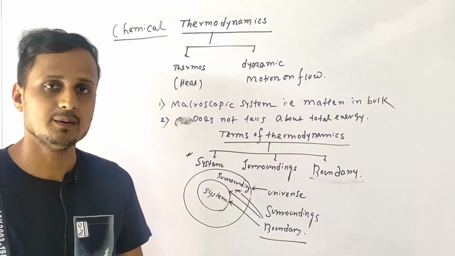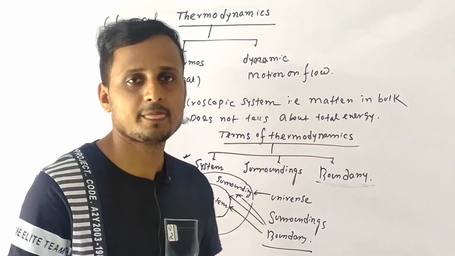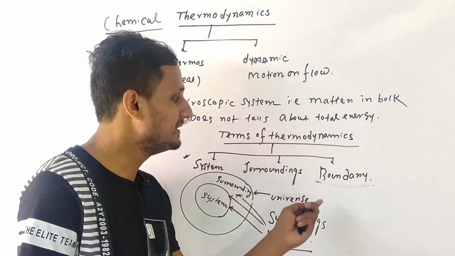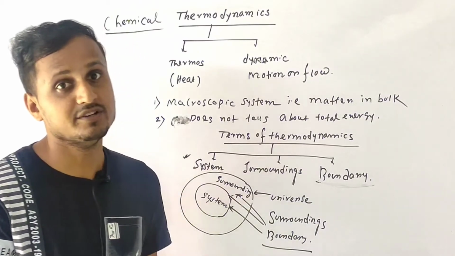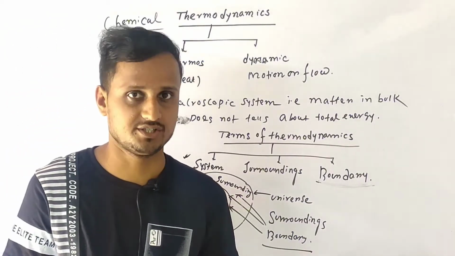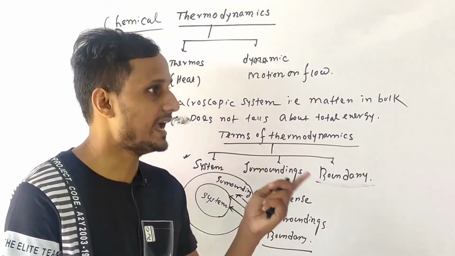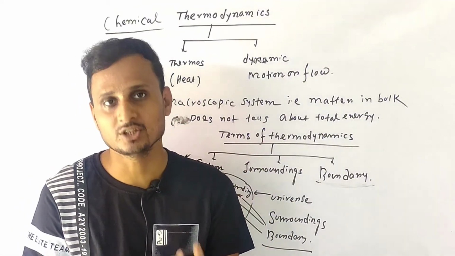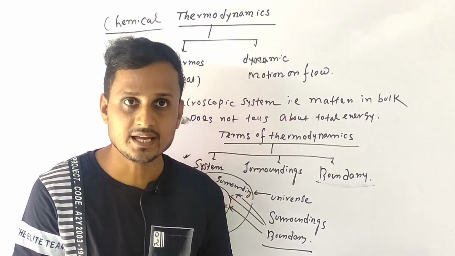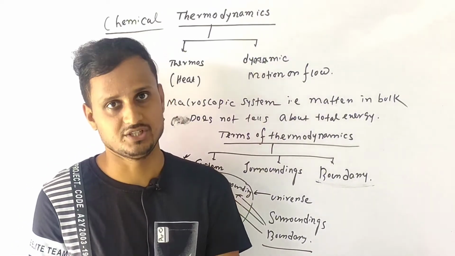So we can classify the boundary. Boundary can be completely diathermal, boundary can be adiabatic, boundary can be rigid, boundary can be non-rigid. Okay, for adiabatic and for the completely diathermal wall we can also use these terms. And it can be rigid also, it can be non-rigid.